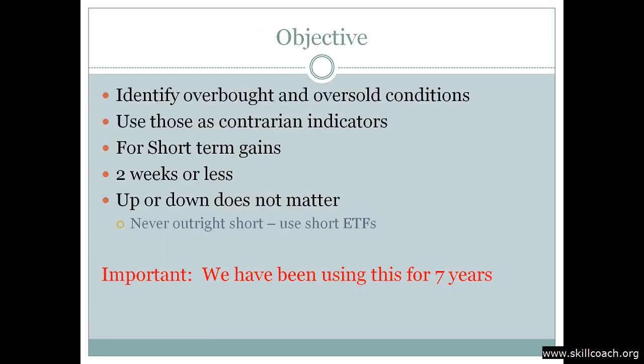And the objective not only is to identify these overbought and oversold conditions and use them as contrarian indicators for short-term gains, but we also want to do it using ETFs, and this is the basis for the performance. Our duration, 2 weeks or less. We're not looking for long-term positions here. They're short-term positions, and direction of the market doesn't matter. The market can move up or it can move down, but because we integrate ETFs, some of them being short-based ETFs, we can actually buy short using those ETFs.